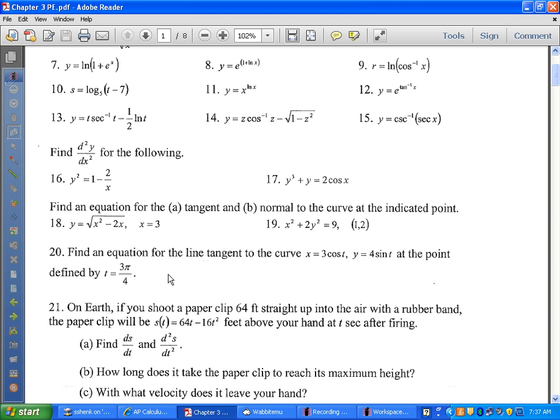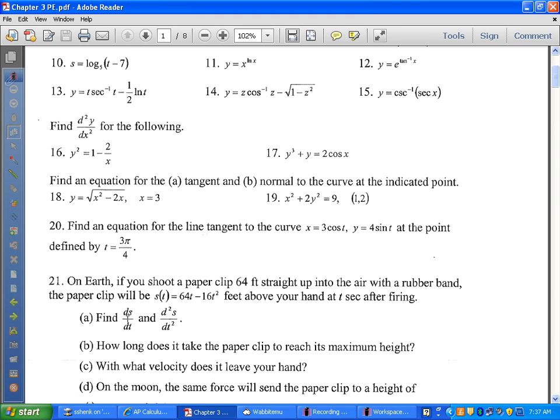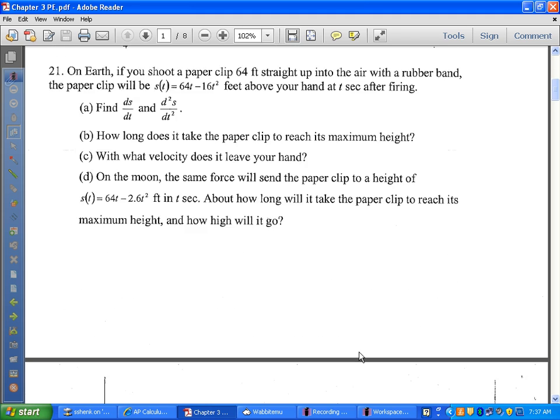21 then here, we've got a projectile motion type problem. Part A, they want me to find the first and the second derivative. When we've got a position function like we have here in 21, what does the first derivative, ds dt, represent? Velocity. What does the second derivative, d2s over dt squared, represent? Acceleration. What's the third derivative represent? Jerk. How do we find speed? Not velocity, but speed. The absolute value of the first derivative. How long does it reach its maximum height, so on and so forth on those ones.